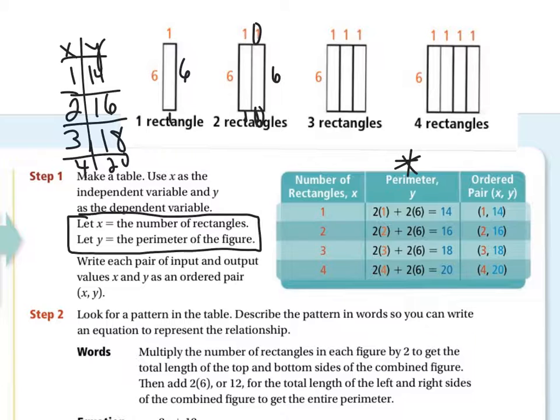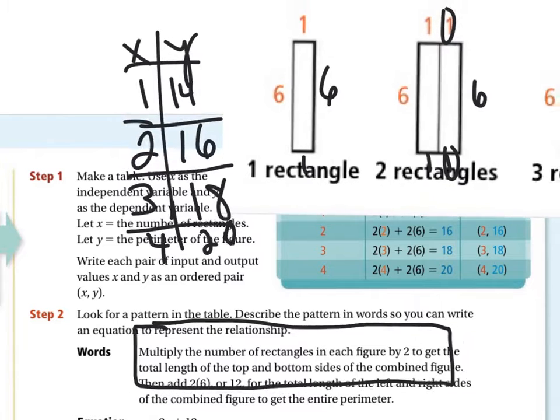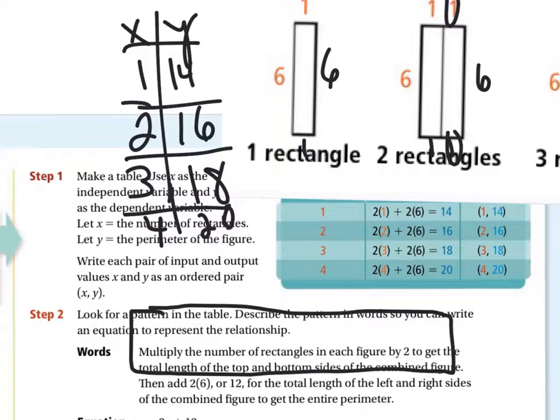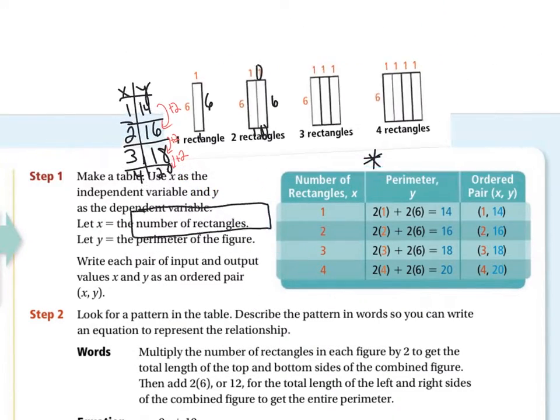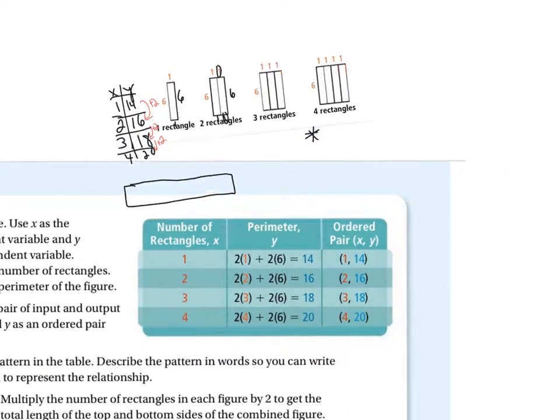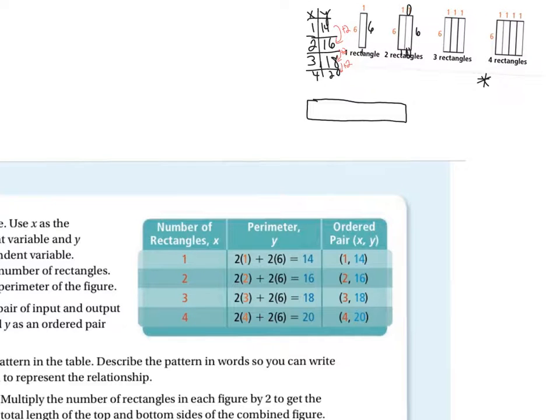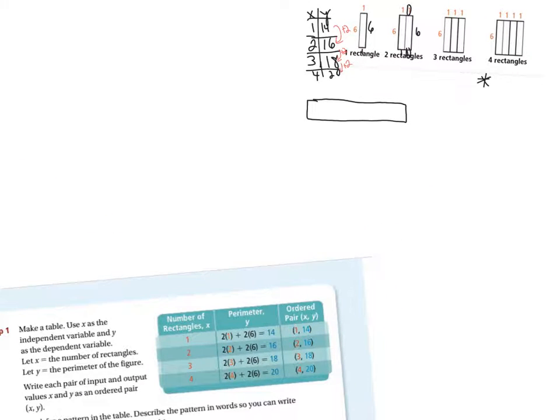And so what we can do is we can notice what's happening with our perimeter as we increase a rectangle. So the pattern is that we're adding 2 to our perimeter every time we add a rectangle, okay? So adding 2, that's going to help us to come up with an equation for this relationship, because that's like our rate of change. We're going up 2 for our perimeter for every 1 rectangle. So that's going to be our slope.